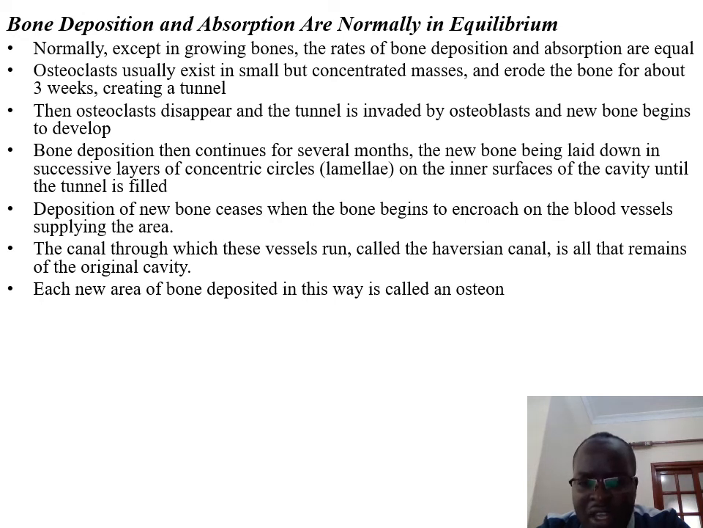Haversian canal. The Haversian canal is all that remains of the original cavity because much of that cavity has been filled by the bone. So only the Haversian canal will remain, which is the central canal that will contain blood vessels. So each new area of bone deposited in this way is called an osteon.